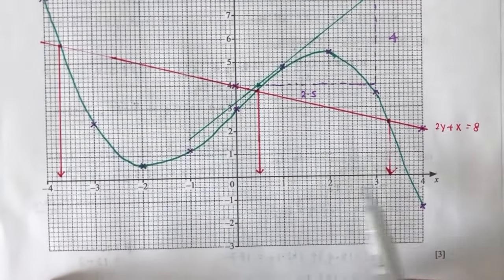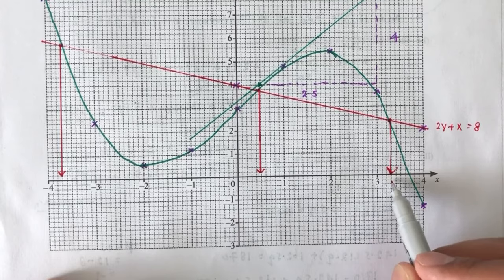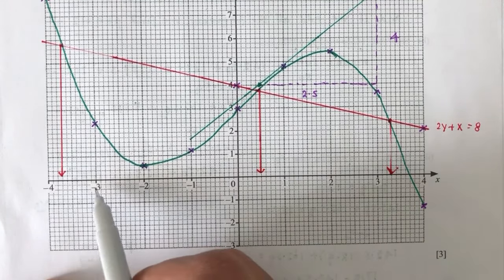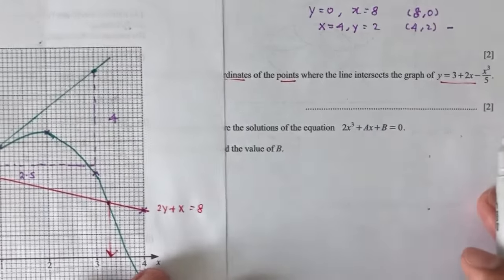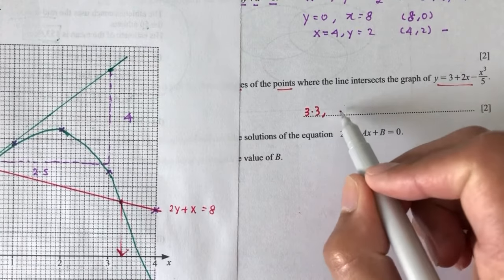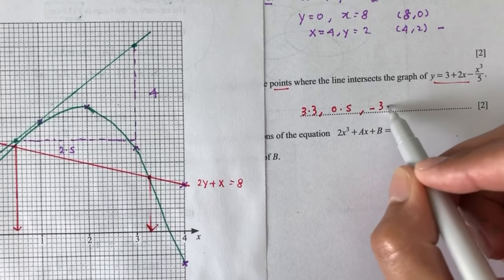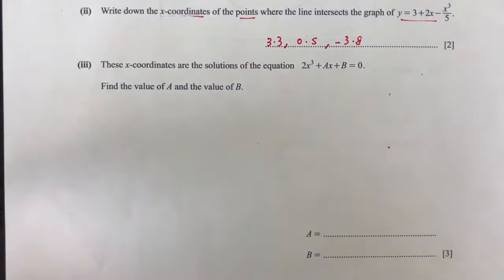Okay, so we have these 3 points. The first one is 3.3, we have 0.5, and we have minus 3.8. So let's write this down. The first one is 3.3, we have 0.5, and the last one is minus 3.8. Okay, so that is your answer for part 2. Moving on to part 3.